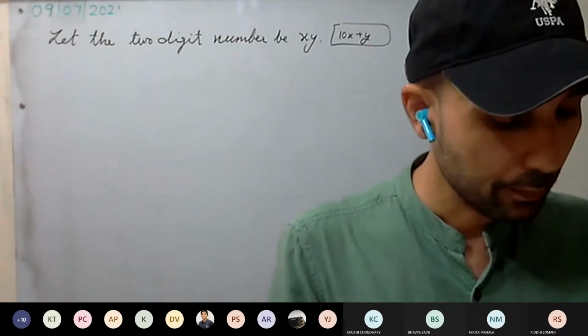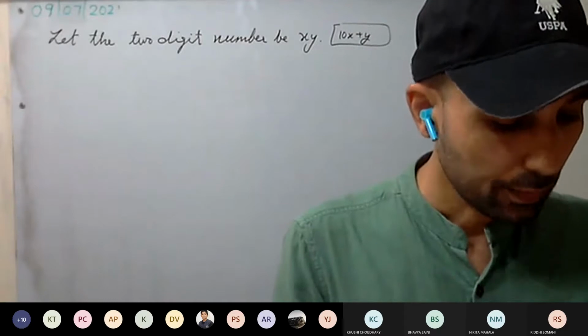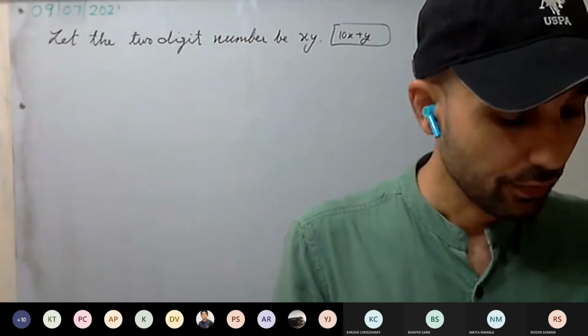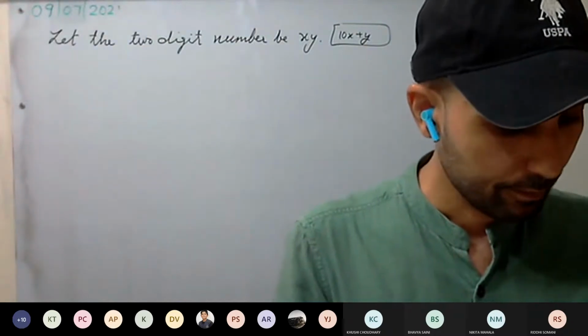Okay, 4 times a certain two-digit number is 7 times the number obtained on interchanging its digits. If the difference between the digits is 4, find the number.